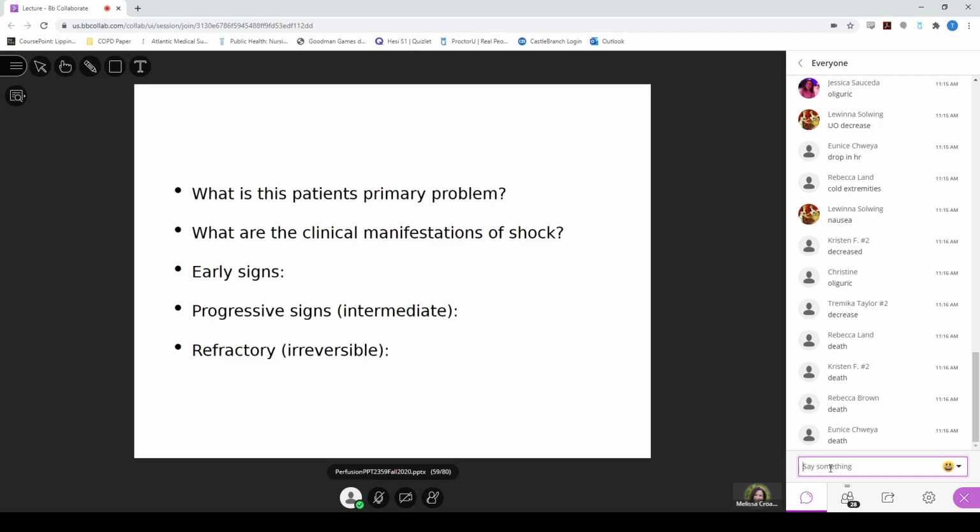They will stop producing urine at this point. Their respirations will be all over the place. They'll be irregular, very labored, just slow and irregular.